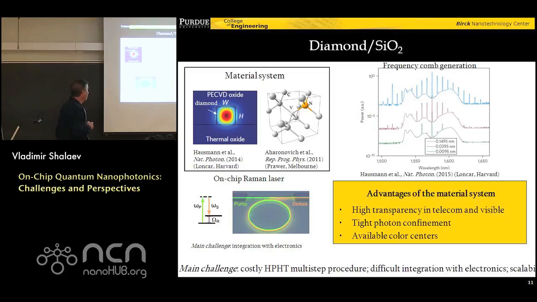That's kind of important. Well, and also things like the on-chip Raman laser, which has been demonstrated for diamond, and that could be important because that's a way to go from one wavelength to another, as well as frequency comb generation. The main challenge: you actually obtain the structure by using a high pressure and high temperature multi-step procedure. It's expensive, not cheap, and not an easy process. And most importantly, it's really difficult to integrate with electronics.